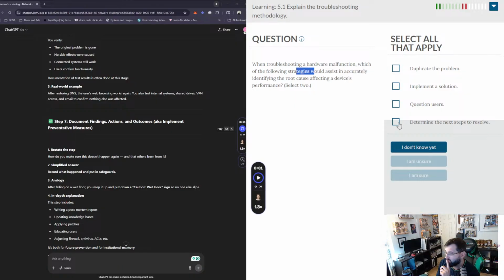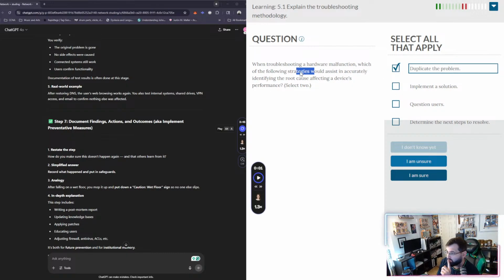We need to select two. Okay, I'm going to say duplicating the problem because it's hardware and that's easy to do. So when troubleshooting hardware, which of the following strategies would assist in accurately identifying the root cause affecting a device's performance? We can't implement a solution.